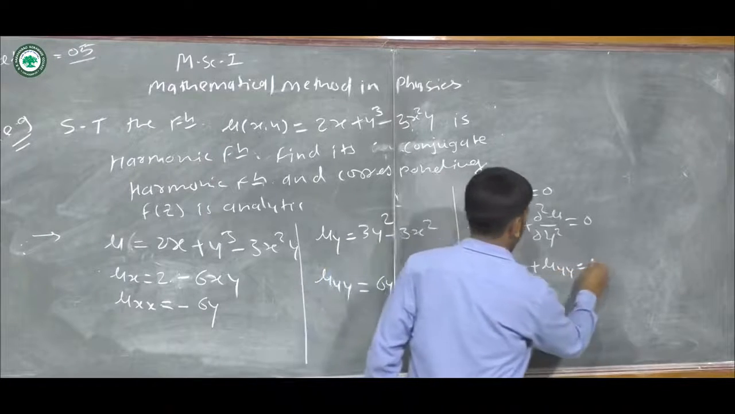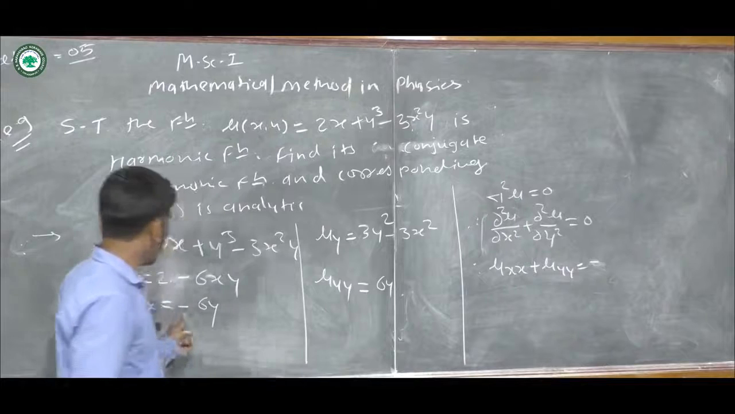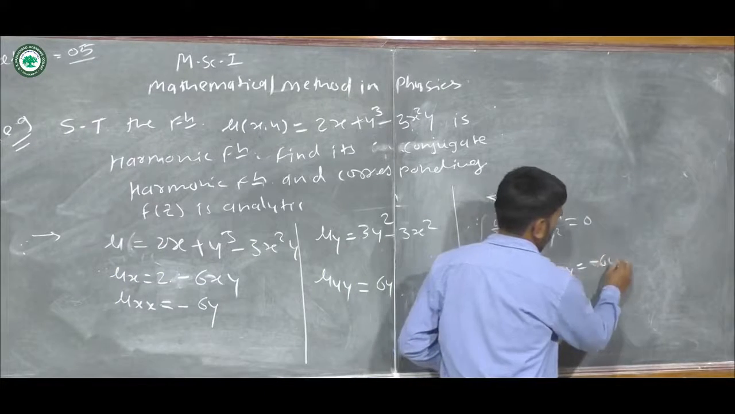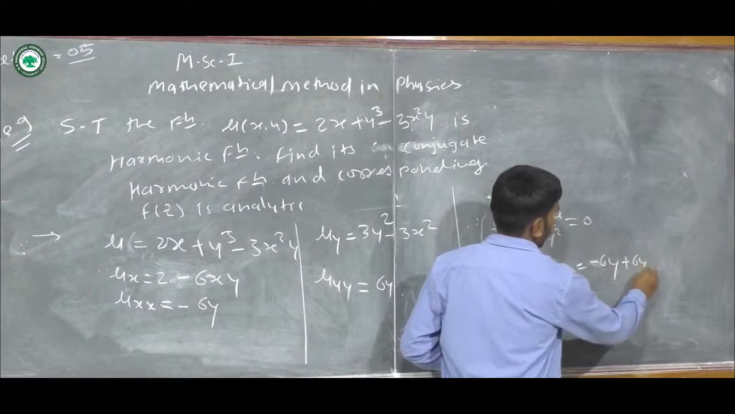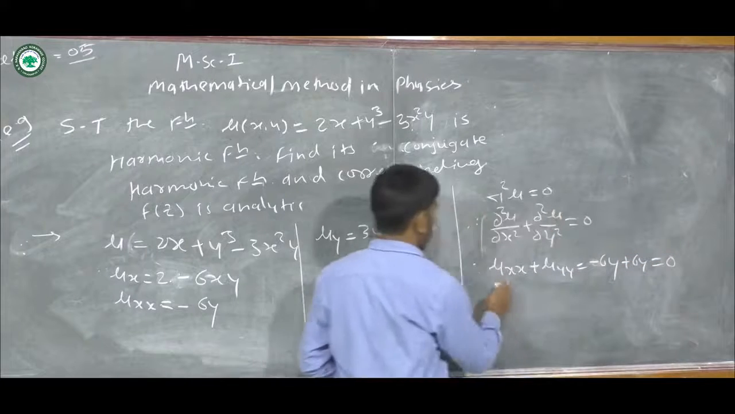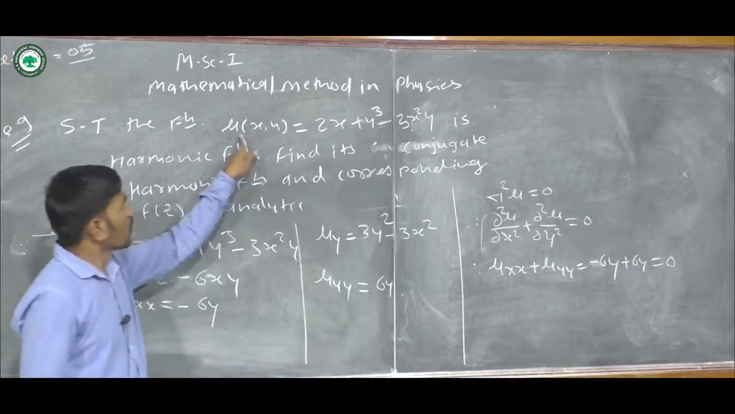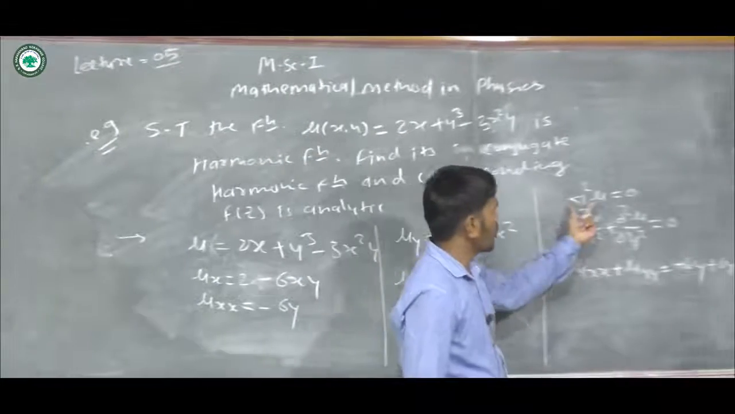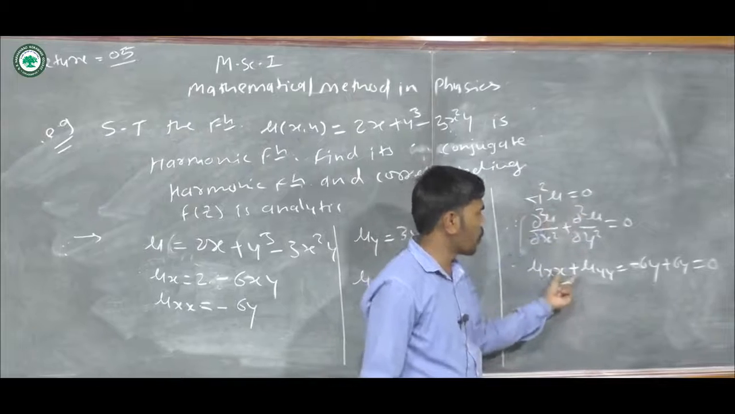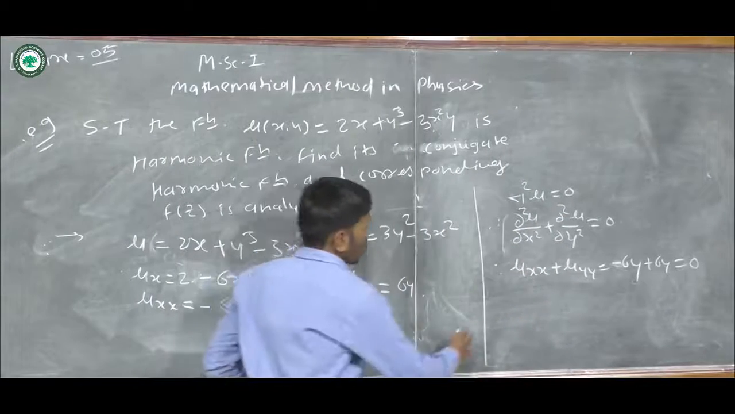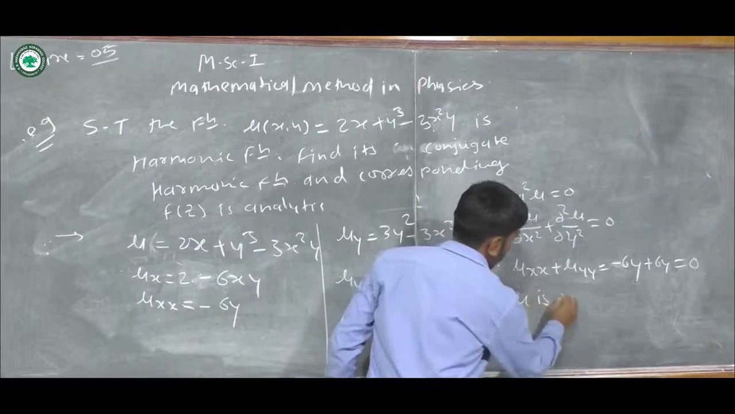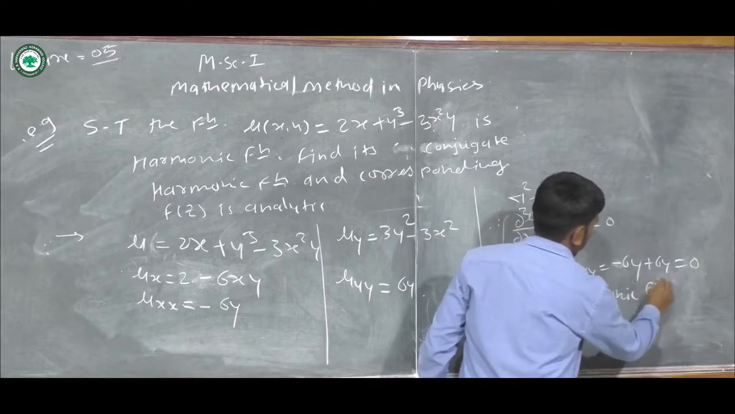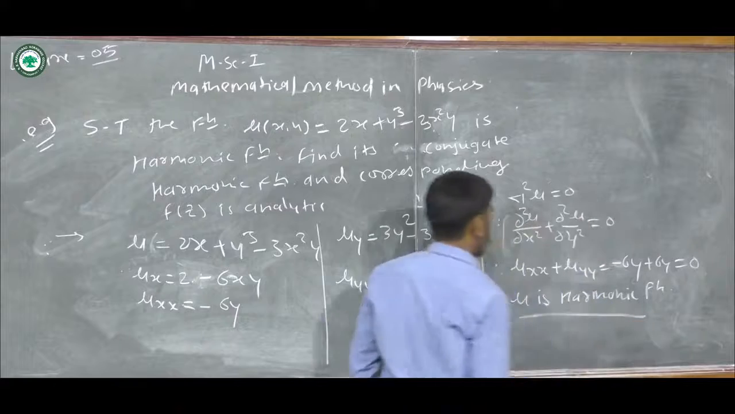Okay, if we write u_x is equal to minus 6, and u_y is equal to 6, so it is minus 6 plus 6y is equal to 0. So these given functions satisfy the Laplacian condition, that is del square u is equal to 0. So we can call u a harmonic function. Okay, this is the first task.